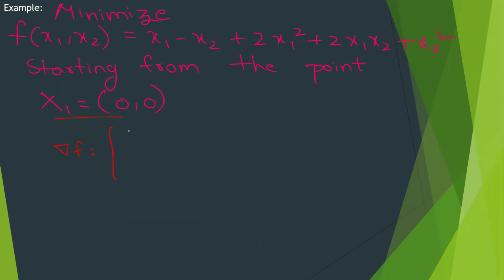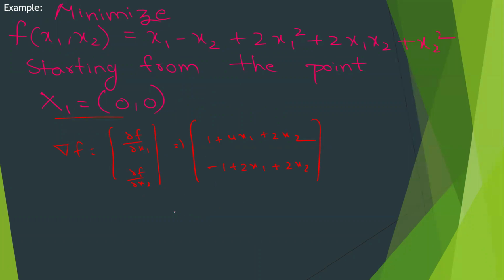So the partial derivative of f with respect to x1, next with respect to x2. If you do that, I get 1 plus 4x1 plus 2x2. And the partial derivative with respect to x2, I get minus 1 plus 2x1 plus 2x2.